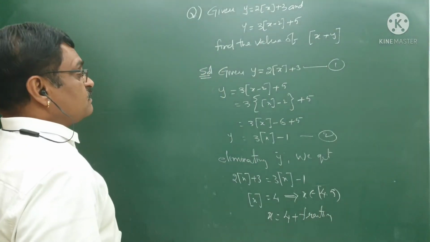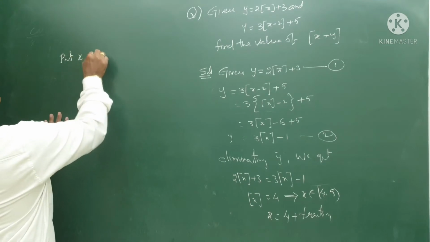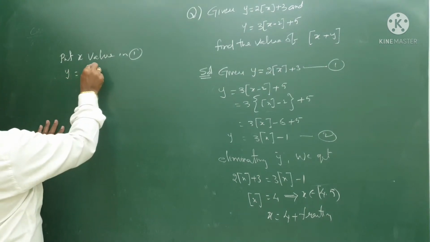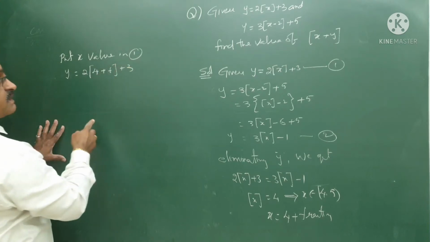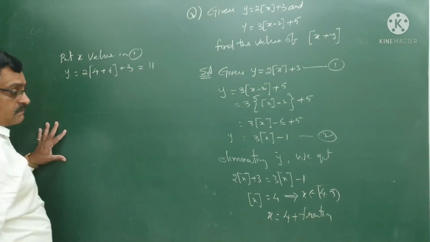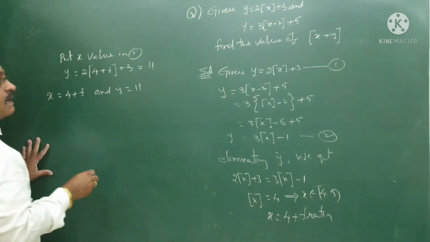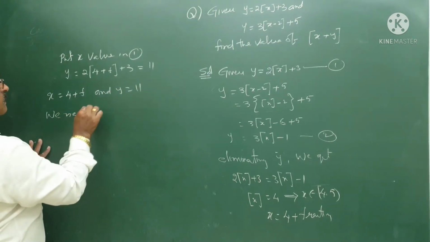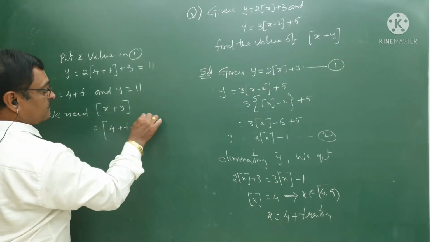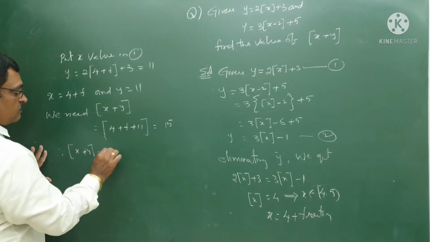Okay. Now substitute this x value either in 1 or 2. Put x value in 1. So we have y is equal to 2 times the integral part of 4 plus some fraction, plus 3. The integral part of 4 plus something is again 4. So 2 fours are 8. 8 plus 3 is equal to 11. Therefore, we have x is equal to 4 plus some fraction and y is equal to 11. We want the integral part of x plus y. So that is 4 plus some fraction plus 11, of course nothing but 15. Therefore, the integral part of x plus y is equal to 15.